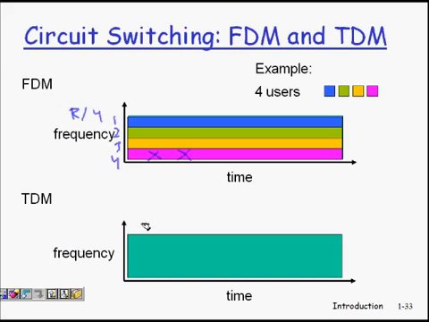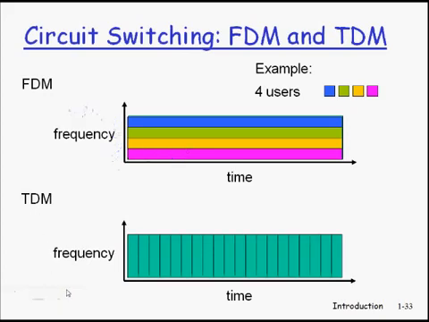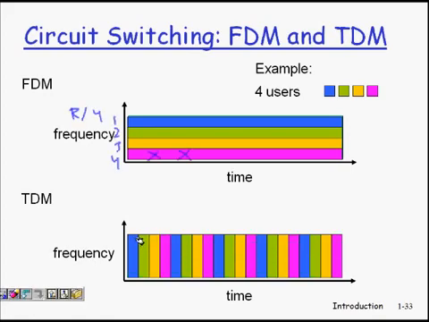Now I can do the same thing differently. Instead of dividing the frequency, I can give users time slots. This is TDM, time division multiplexing. The time will be divided into 4 slots and will keep repeating. Let's say there are 4 slots of 1 second each. The first second goes to the blue user, second to green, third to yellow, fourth to pink, and then blue starts again.